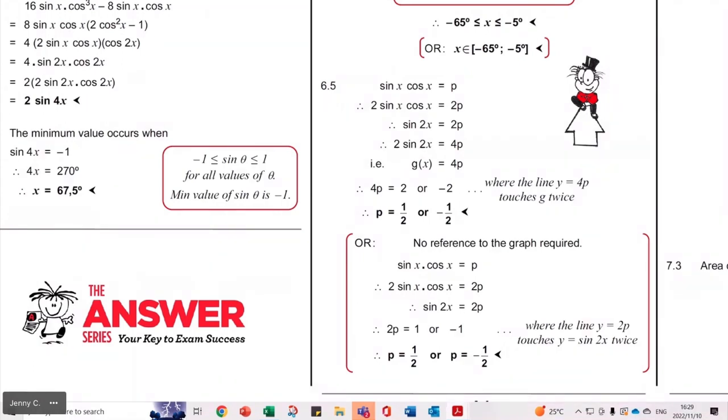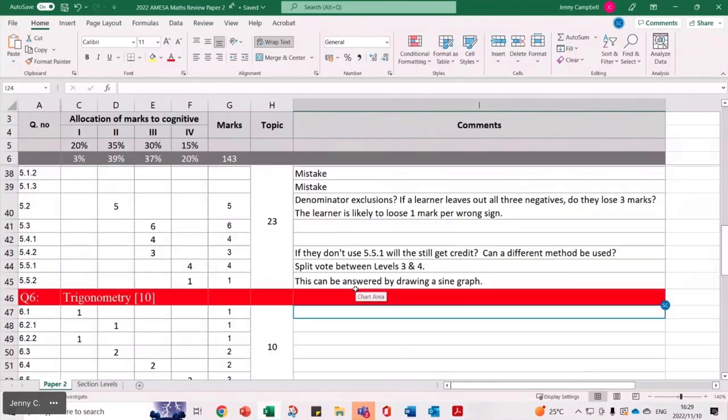The alternative, because they didn't say anything about the graph, is you can just work with it and get to sine 2x equals 2p. And you can think of the graph of y equals sine 2x. Where will the graph of y equals sine 2x have 2 real roots in the interval minus 180 to 180? It's again at the turning points. In other words, at 1 or minus 1, and you get exactly the same answer. So either way, perfectly acceptable. They didn't tell you which way they wanted you to do it. So I think either way is absolutely fine.